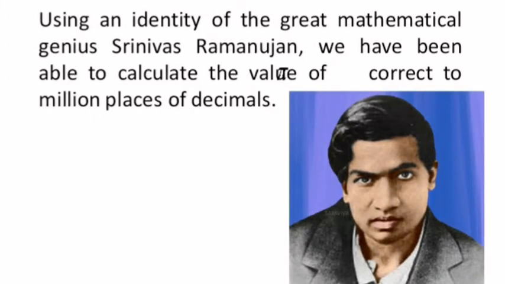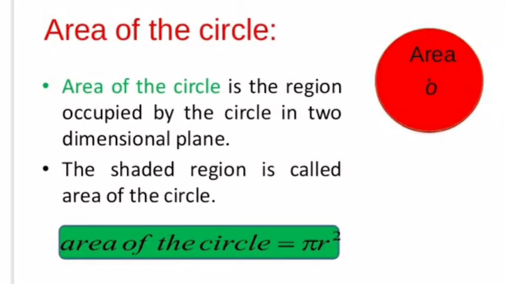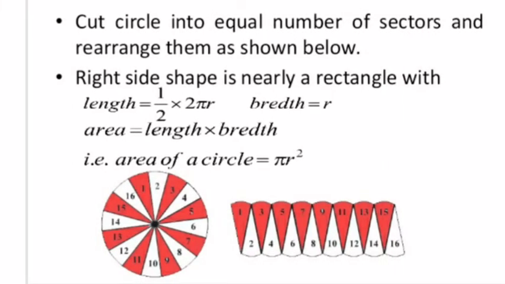Using an identity of the great mathematical genius Srinivasa Ramanujan, we are able to calculate the value of pi correct to million places of decimal. You may also recall that the area of a circle is pi r square, where r is the radius of the circle. By cutting a circle into a number of sectors and rearranging them as shown in the figure, we can see that the area of the circle is pi r square.